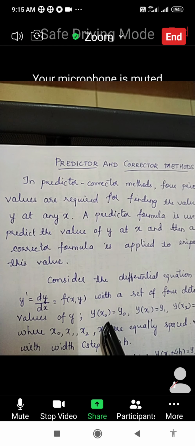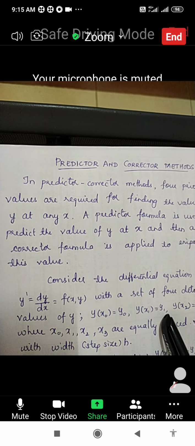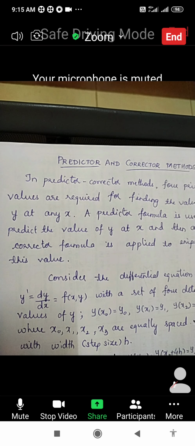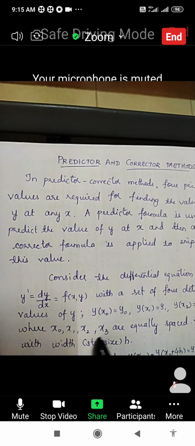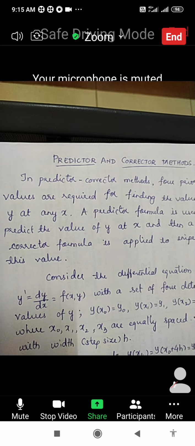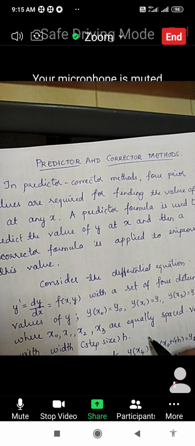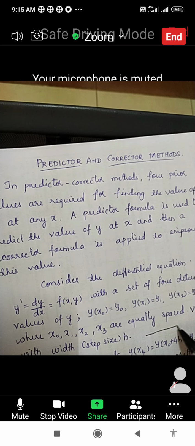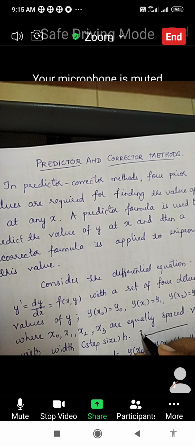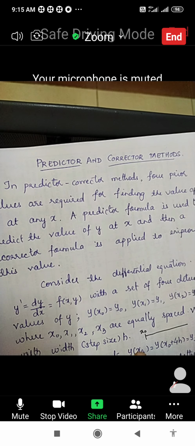Y of x naught equal to y naught, y of x1 equal to y1, y of x2 equal to y2, y of x3 equal to y3. Now, these values should not be random. How we should take them is: x0, x1, x2, x3 are equally spaced values of x with the width h. What is the meaning? Suppose this is the real line. Suppose this is the first value of x which you are taking as x0.